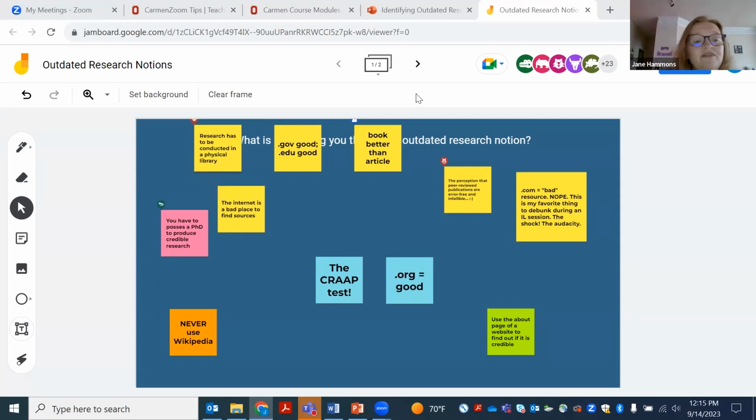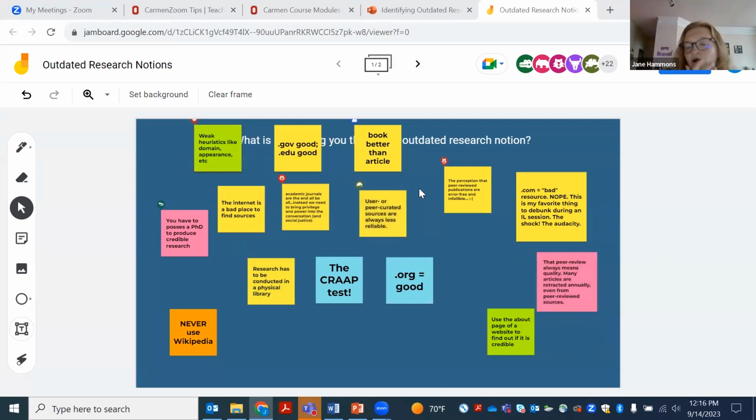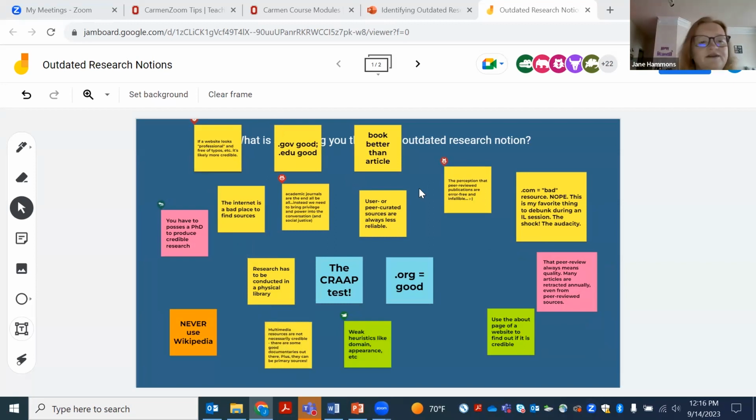Absolutely. Someone mentioned the internet is a bad place to find sources. Yep, absolutely. Never use Wikipedia. That is definitely guidance that has been given quite a bit. Absolutely. Let's see others. That peer review always means quality. And many articles are retracted annually, even from peer-reviewed sources. Absolutely. You're going to talk more about that one. Weak heuristics like domain, appearance. Yep, absolutely. If a website looks professional, free of typos, it's more than likely credible. Yeah. So lots of stuff about source evaluation and some of the guidance that we've given students over the years about how to identify whether or not a source is credible or not.